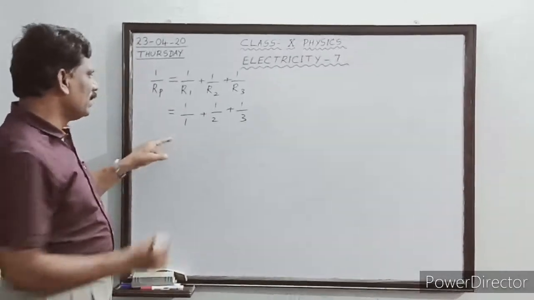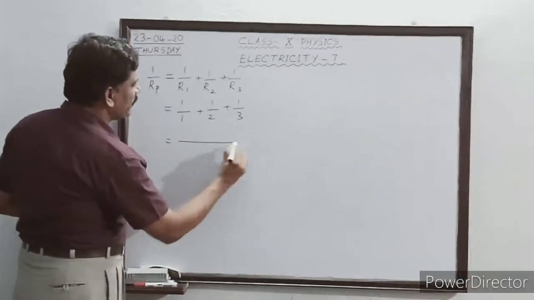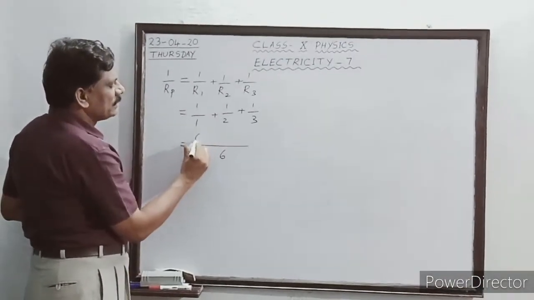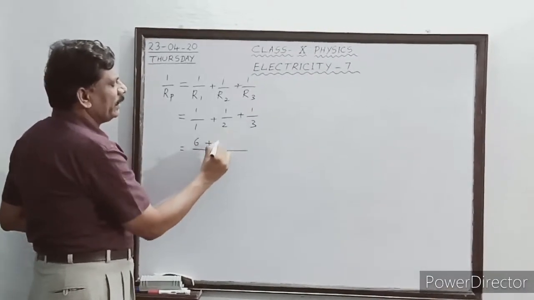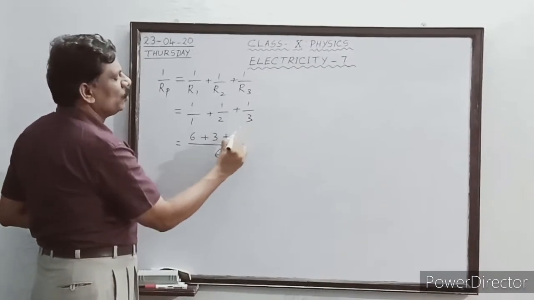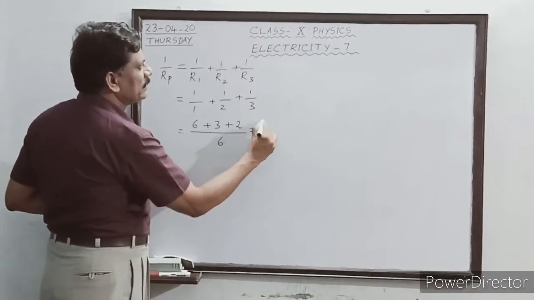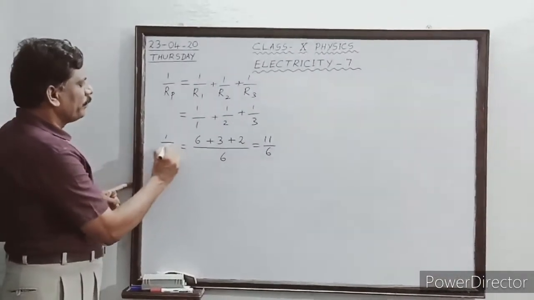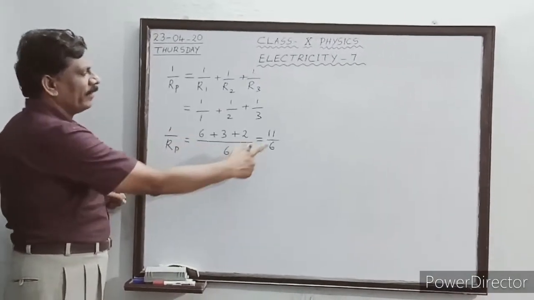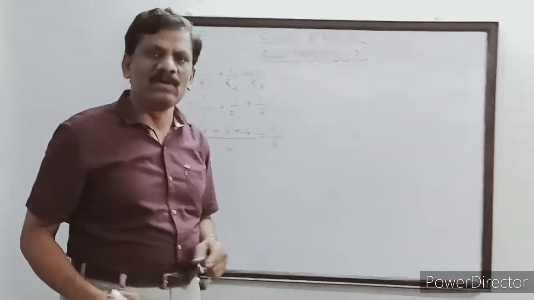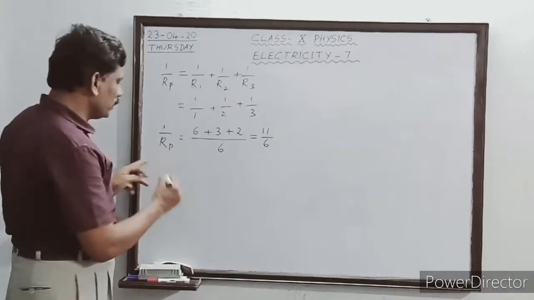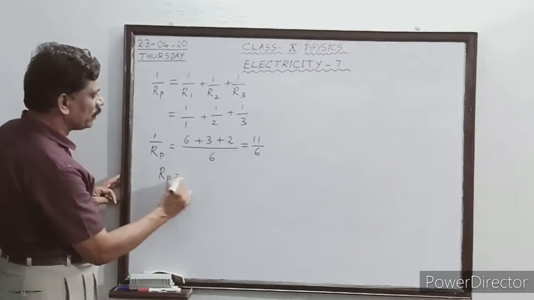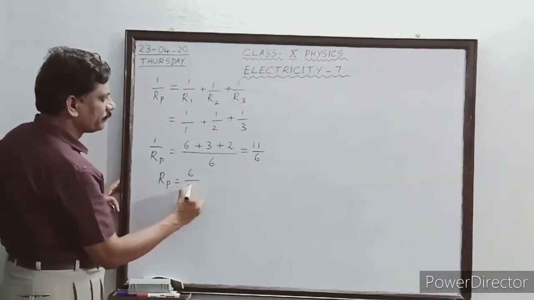Now the LCM of these three factors is equal to 6. So this is 6 plus, now 3 2s are 6, plus 2 3s are 6. So that this is equal to 11 by 6. So 1 by R parallel is equal to 11 by 6. Therefore, what should the value of Rp be equal to? Therefore, Rp is equal to 6 by 11.